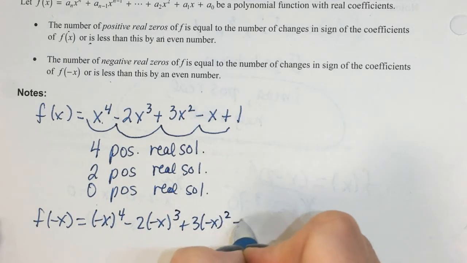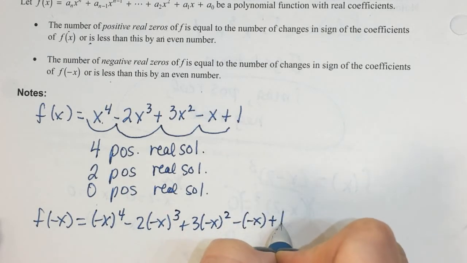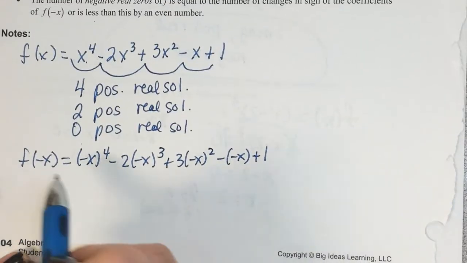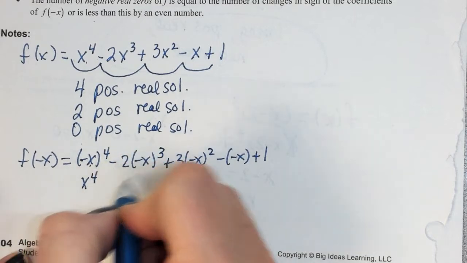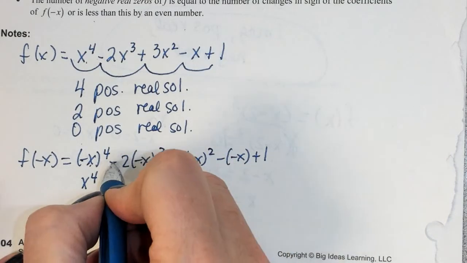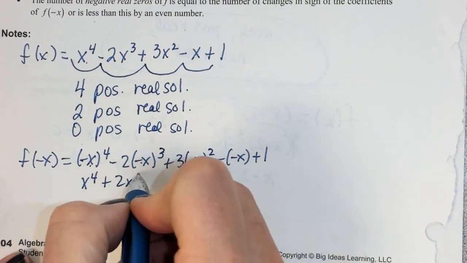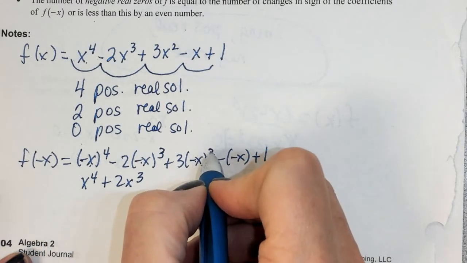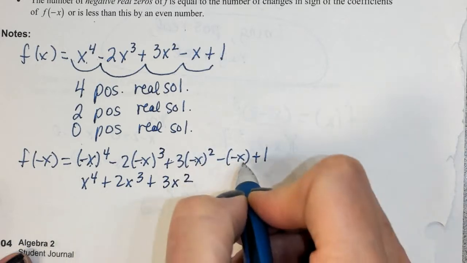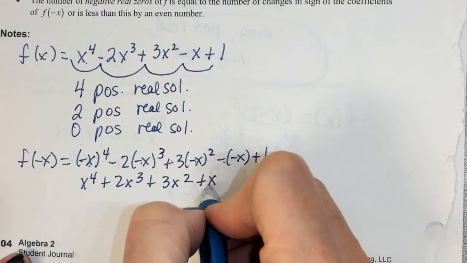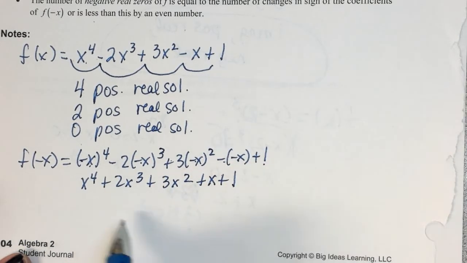Everywhere I see an x, I'm replacing it with a negative x. And now I'm going to simplify it. Negative to the 4th becomes a positive. A negative to the 3rd is negative times a negative is a positive. A negative x squared is a positive times a positive is a positive. A negative times a negative is a positive, and a positive.